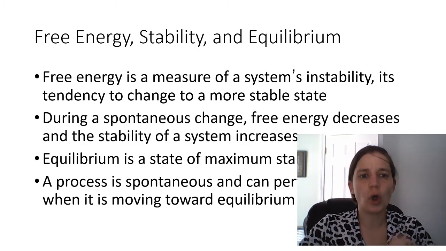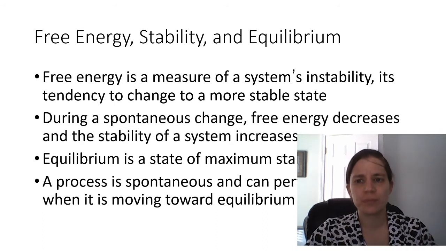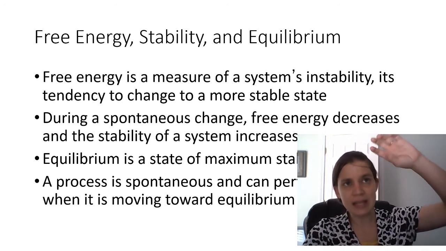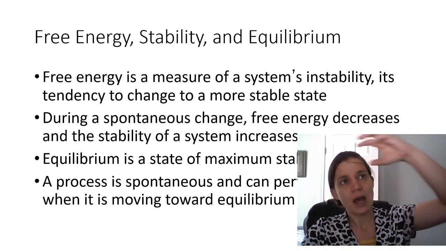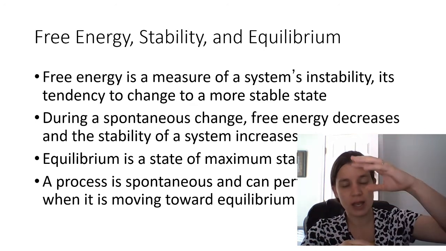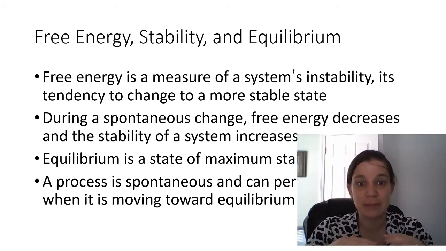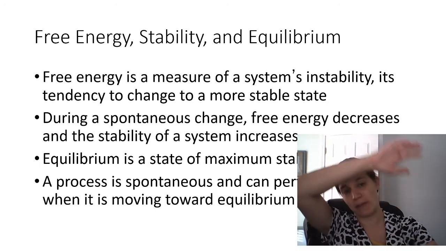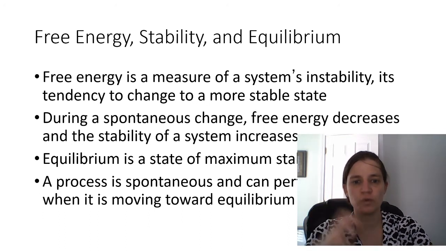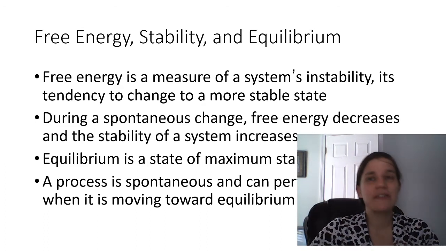So free energy, you can also think of as how unstable the system is. Systems tend to move towards a more stable state. Again, that ball up on the cliff is in an unstable position. As things happen during a spontaneous change, this free energy is going to decrease. It's going to be moving towards the state of maximum stability, like our ball lying flat on the ground at the bottom of the cliff. Equilibrium is where you've reached the state of maximum stability. The process is spontaneous and can only do work if it's moving towards equilibrium.